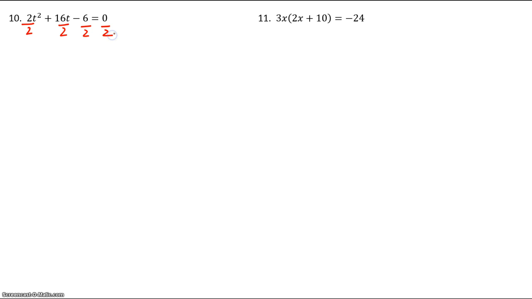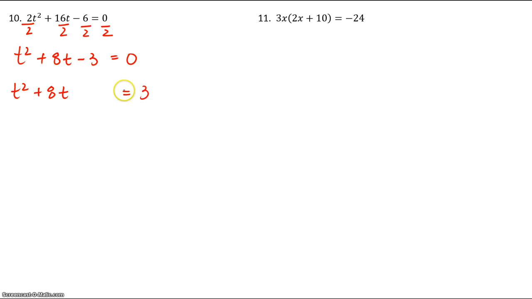Including the 0. And this cleans up nicely to t squared plus 8t minus 3 equals 0. A reminder over here that 0 divided by 2 is 0. Once I'm to this point, I'm going to be exactly where I was on 7 and 8. So leave the a and b on the left, move the c term over here to the right. I get t squared plus 8t, leave some space, equals 3.